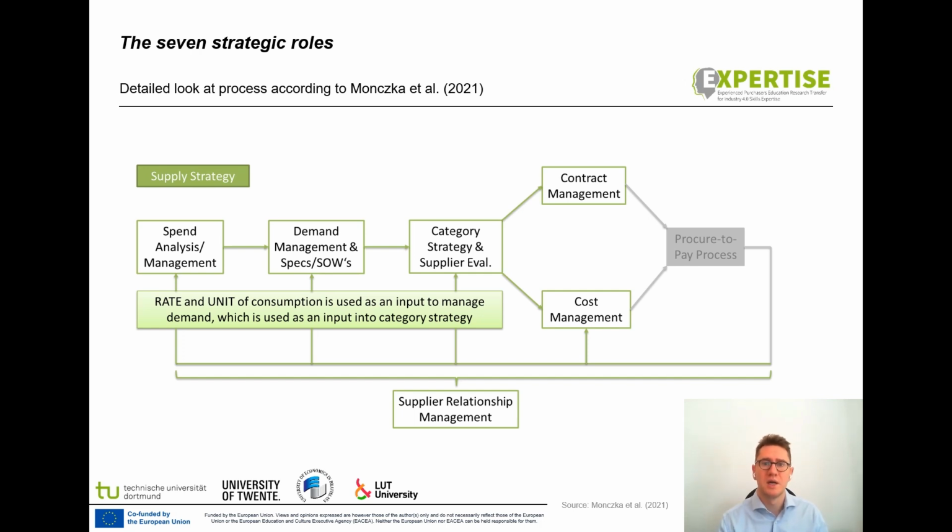In this context, supply managers follow a structured set of activities and responsibilities. The purchasing process typically involves the following points, such as spend analysis, demand management, category strategy, contract management, cost management, and supplier relationship management, which I would like to introduce in the upcoming slides.